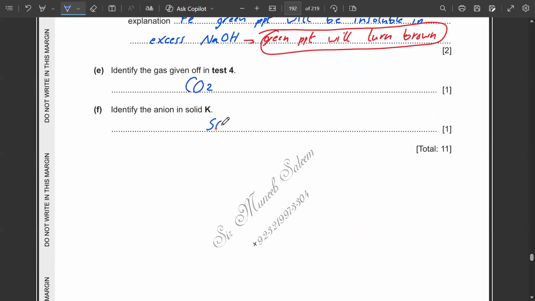I hope it's clear to everyone. Sulfate ion is the anion present in the solution.